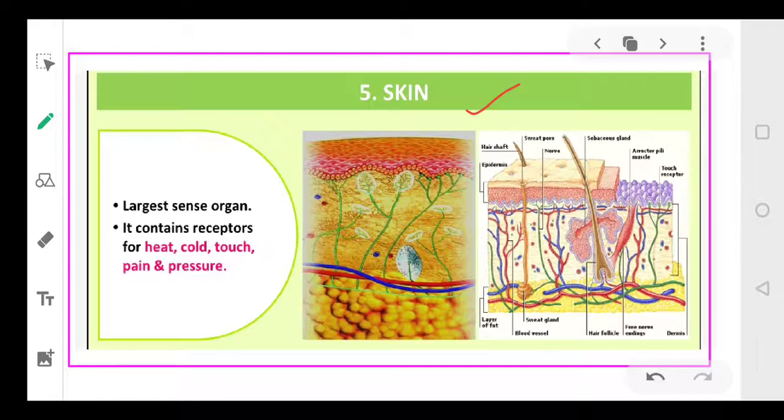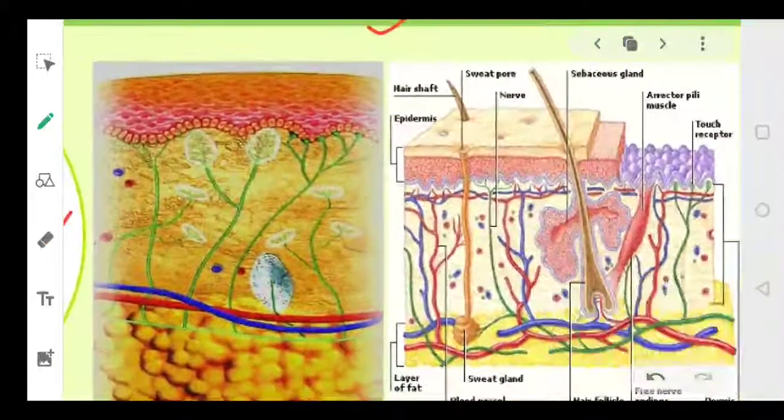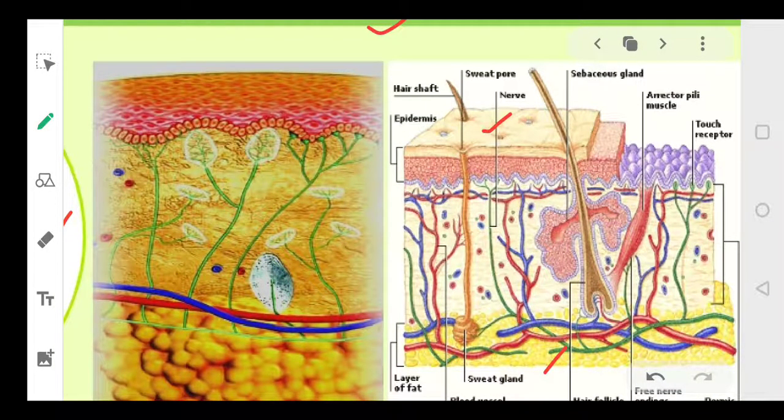Now the last portion of your sense organs is your skin. We know, dear students, skin is the largest sense organ because it covers your complete body, and it contains special receptors for heat, cold, touch, pain and pressure. So these different types of receptors are present in your skin, which help you in different kinds of reception. As you look at the parts of the skin, your skin basically consists of an epidermis, then it also has sweat glands, a layer deposition, sweat pores and sebaceous glands. Okay, these are your touch receptors, as you can see here.